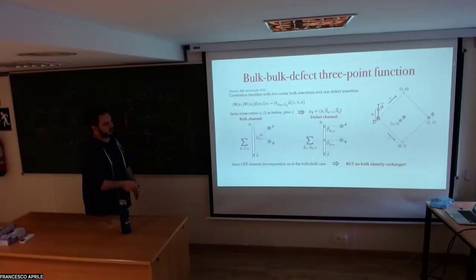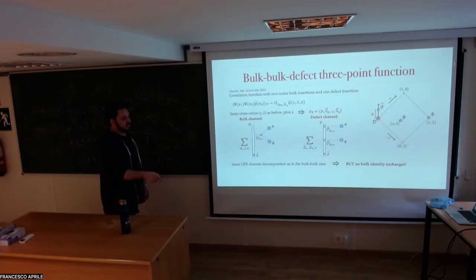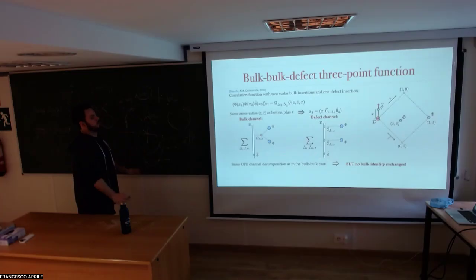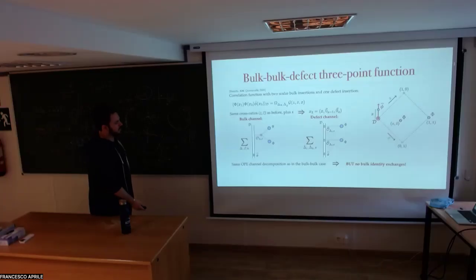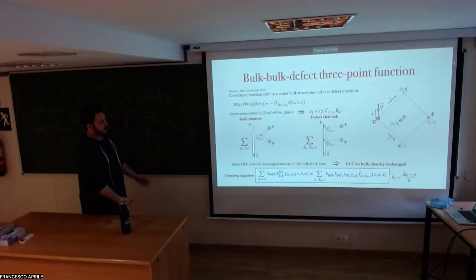Here they just share the same transverse spin because we have just a scalar insertion here. So we have the same OPE channel decomposition, and another feature of this crossing equation, and a difference with respect to the case of a bulk two-point function, is that now we do not have bulk identity exchange, because the identity is not coupled to a general defect insertion. So this is the main difference. And the crossing equation in a general form is this one.